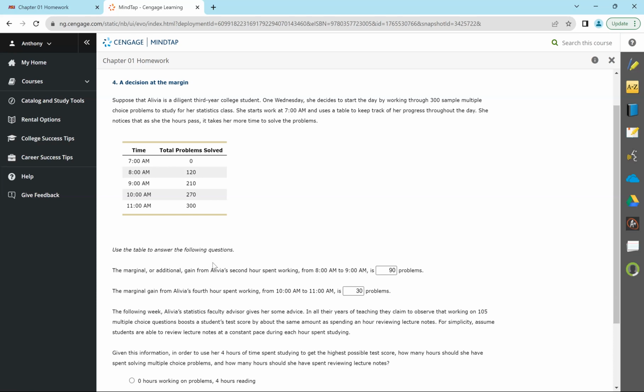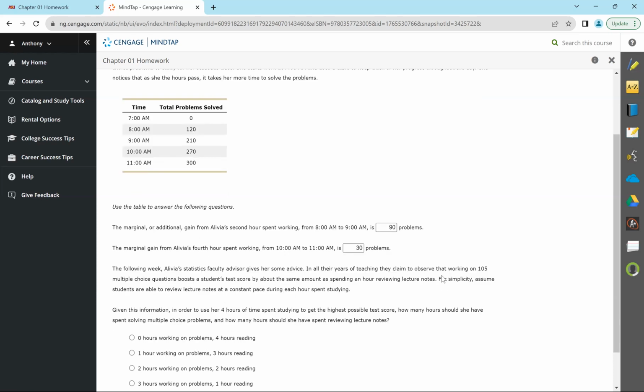Now, the next part here, and you really do have to read all this. The following week, her professor says that in teaching, work on 105 multiple choice questions boosts the score by about the same amount as spending an hour reviewing lecture notes. So for simplicity, assume that students are able to review lecture notes at a constant pace during each hour spent studying.